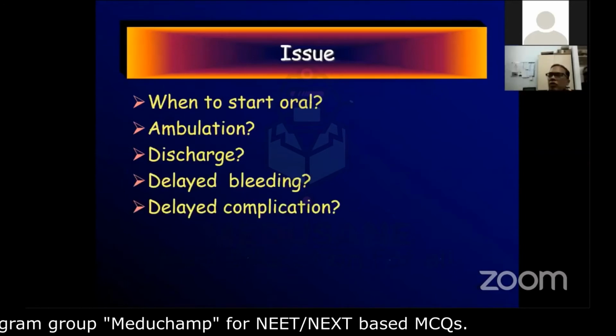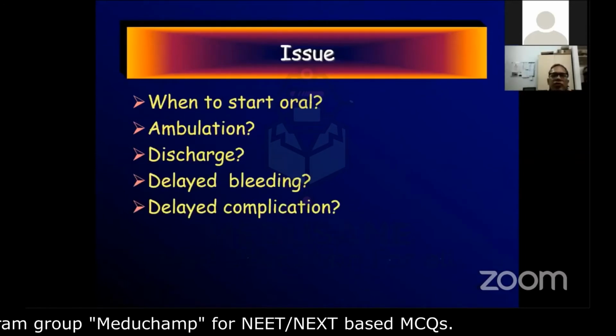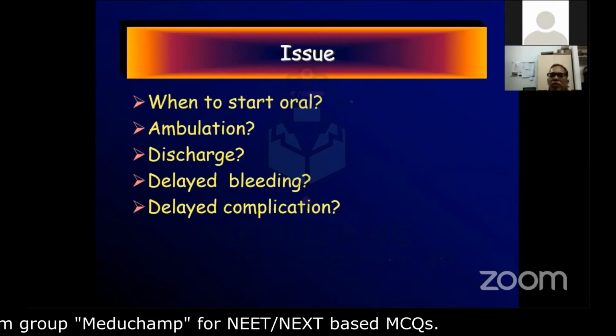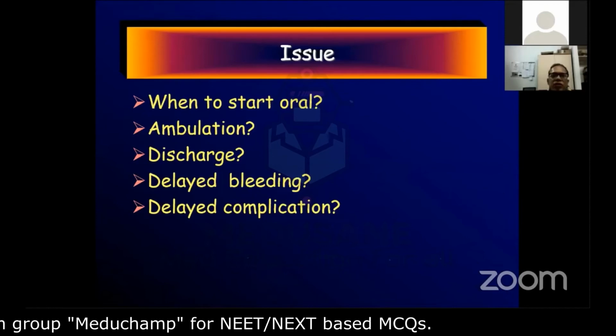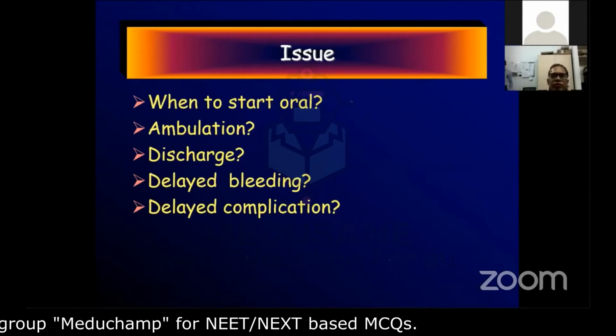Issues: when to start oral feeding, when to make the patient ambulant, discharge. Delayed bleeding is another complication, and delayed complications like cyst formation, others can be there. We will deal with them one by one during question and answer if somebody has a doubt.